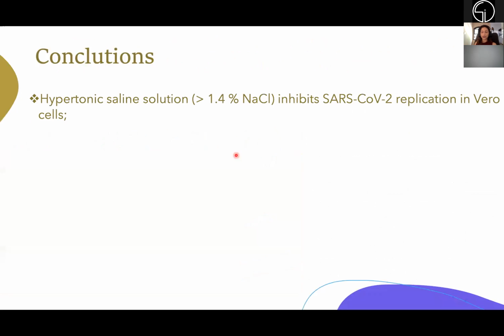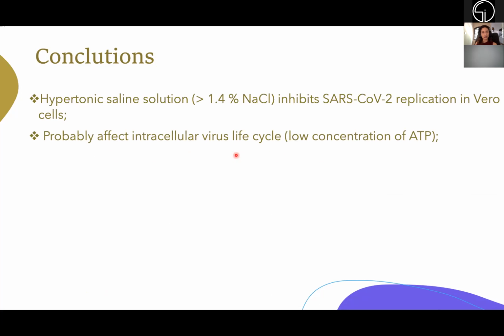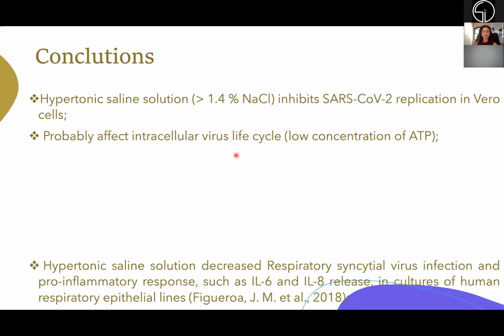Based on this analysis, we have another part of the talk: hypertonic saline solution, more than 1.4%, is enough to inhibit SARS-CoV replication in various cells, also in lung cells that I'm not showing, probably by an effect related to intracellular processes affecting the virus life cycle.